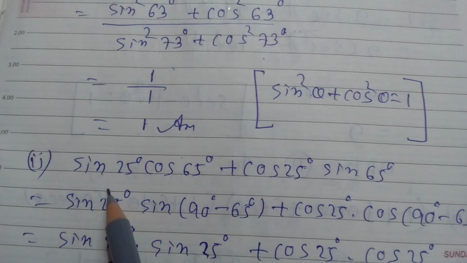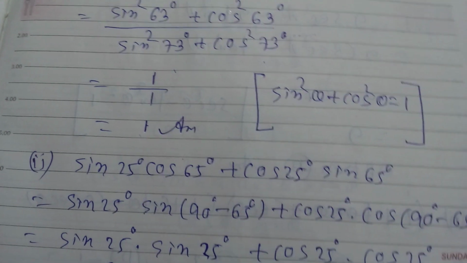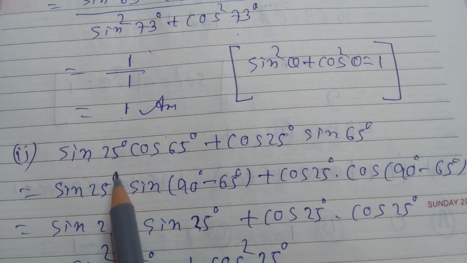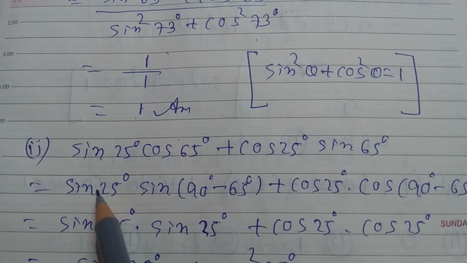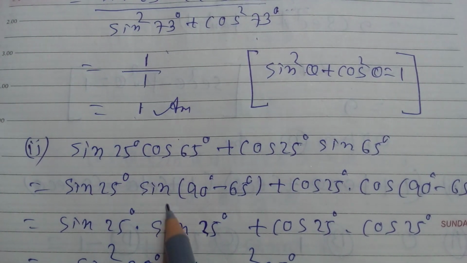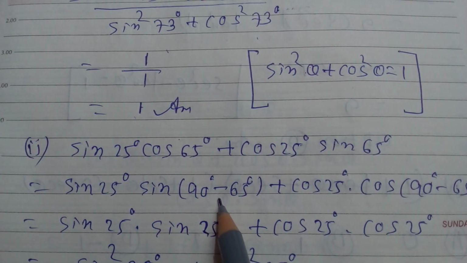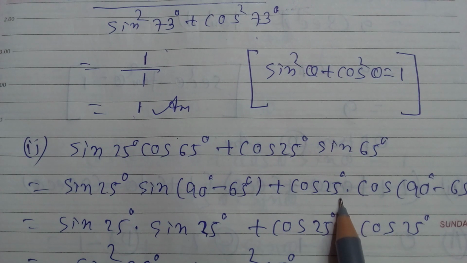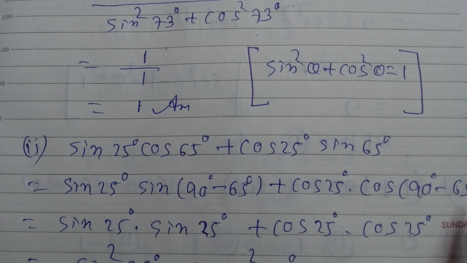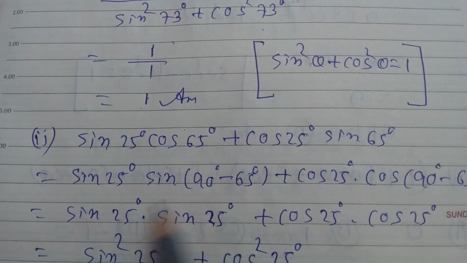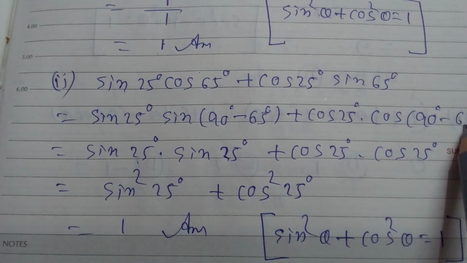Now next: sin 25 degree cos 65 degree plus cos 25 sin 65. Now the same formula we are trying to represent, sin square theta. So this is sin theta, and this cos theta will be changed to sin 90 minus theta, because cos theta equal to sin 90 minus theta. And here cos 25 remains unchanged, and sin 65 should be changed to cos 90 minus 65. So sin 25 after subtraction, and here cos 25 after subtraction.